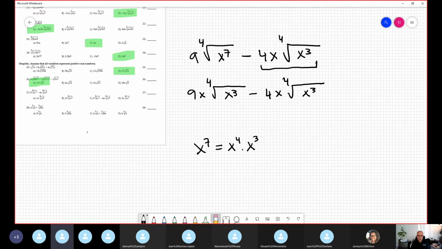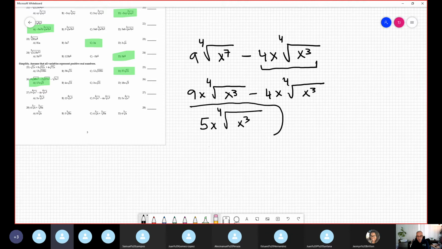Yeah, I can see they are alike because they contain exactly the same variable, x, 1x outside and x cubed inside. So we can combine 9 minus 4, 5. 5 what? 5x 4th root of x cubed. Done. Final answer. Okay, what's the option that I need to select? I need to select this one, A again. Okay, super.